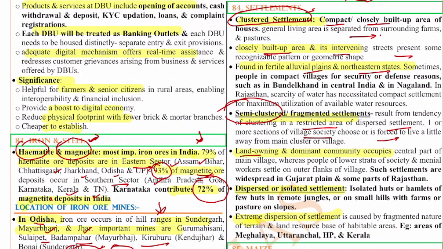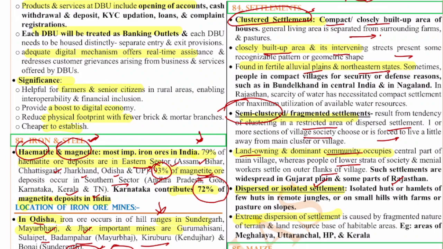The land-owning and dominant communities occupy the central part of the main village, whereas people of the lower strata of society and menial workers settle on the outer flanks of villages. Such settlements can be found in Gujarat, Rajasthan, etc. That means the main castes live inside the village in the main area, and the lower caste people stay on the periphery of the village, on the outside of the village.